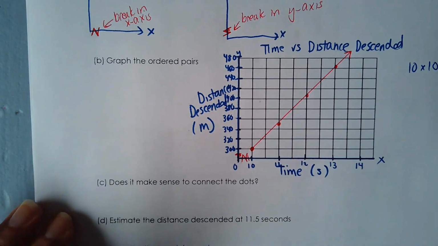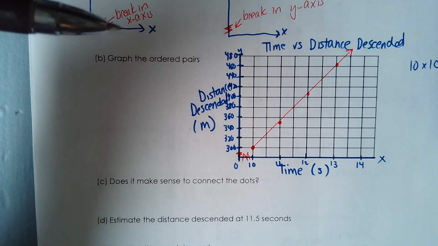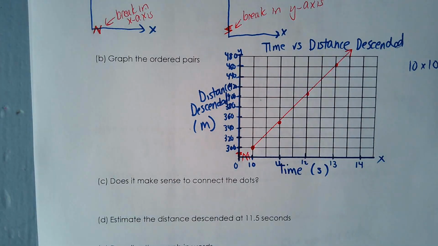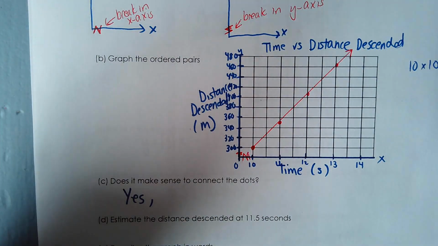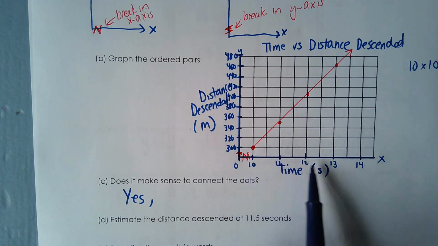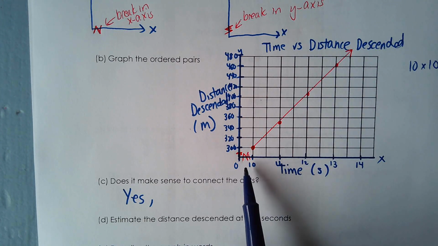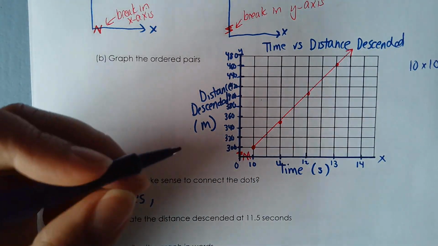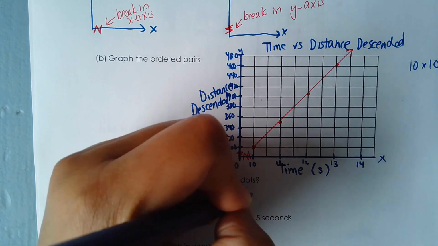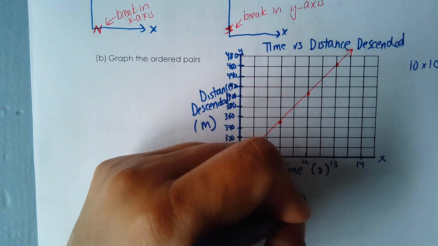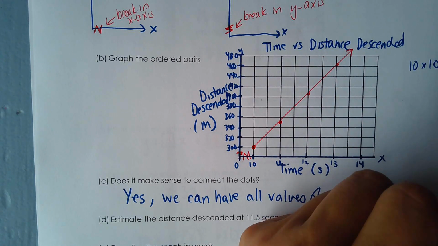Oops, I skipped here. Part C, does it make sense to connect the dots, right? Because we have discrete graphs and continuous graphs. In this case here, yes, it does make sense to connect the dots because we can have all values of time here. So we could have 10.5, 10.6, 10.7, etc. Time is continuous. So we can have all values of time. It's a continuous graph.